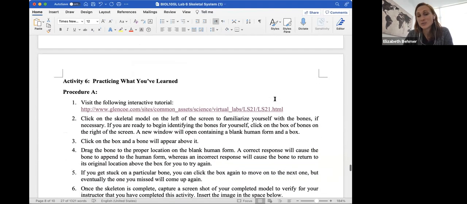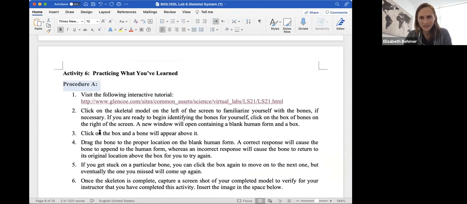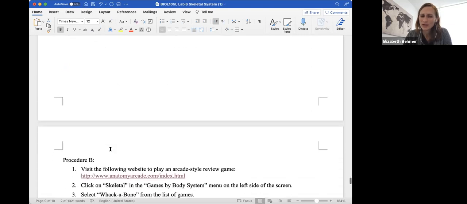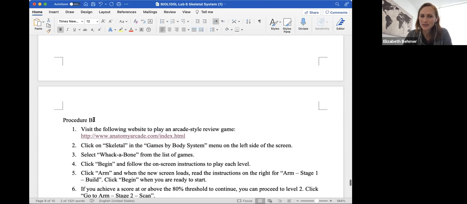Let's see. So this is where people are running into problems. I don't believe this link works anymore. It says maybe some of it would work for some of you, but I couldn't get it to work on my end. If you can, that's great. But if you cannot, you can skip procedure A under activity 6. These are practicing what you've learned in labeling. What I'm hoping will work, and it did work on my end, was procedure B.